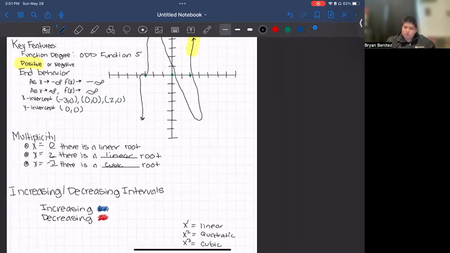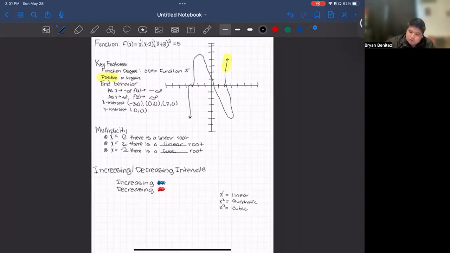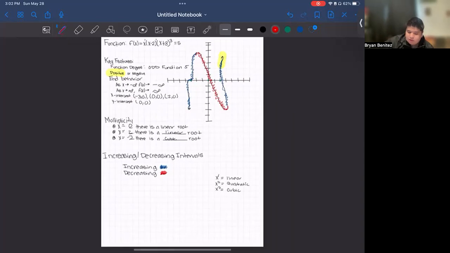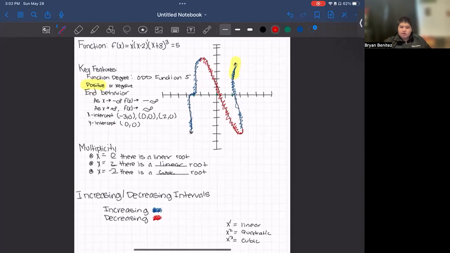In order to find the increasing intervals, we have to look at the graph and see where it's increasing. So it would be all of this that's going up, as well as this, and this, and then it decreases all right here as it goes down across 0 in order to go up to positive 2. Okay, and this is how you find a linear and cubic polynomial function.